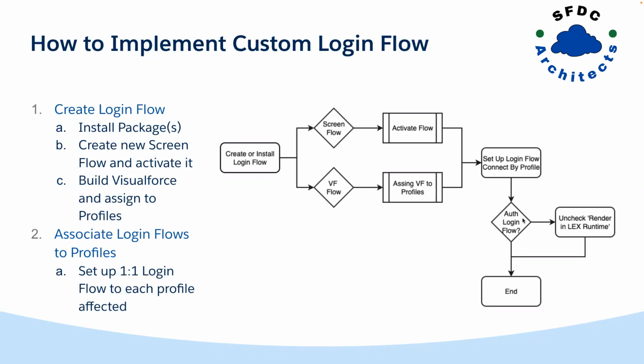If you are creating a custom login that has to do with security, if you're doing your own custom MFA, or if they fail, they need to be kicked out of the org, you want to make sure you do not check render in Lightning runtime. If you check that box, they can bypass your security and they can get access to the site without fully completing the flow. This is something they repeat a couple of times in the documentation as well. So for security ones, make sure you do not check Lightning runtime.